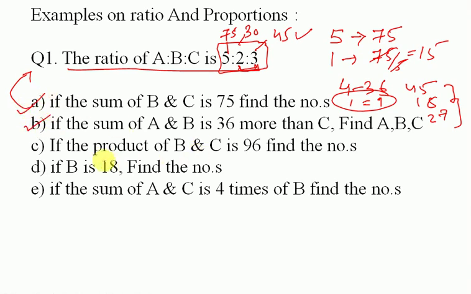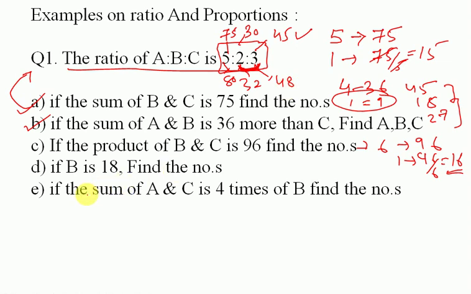Look at the next. If the product of B and C is 96, product of B and C, 2 and 3, that is 96. Find the numbers. You can solve this one easily too. B and C are 2 and 3. So 3 into 2 is 6. So can I say that 6 is equal to 96? What is 1 equal to? 96 by 6, that is 16. So 1 is 16. What is 5 equal to? That is 80. 2 is 32, 3 is 48. Like this.